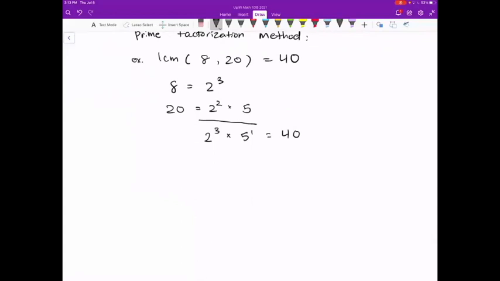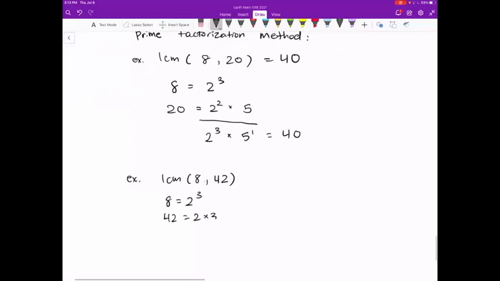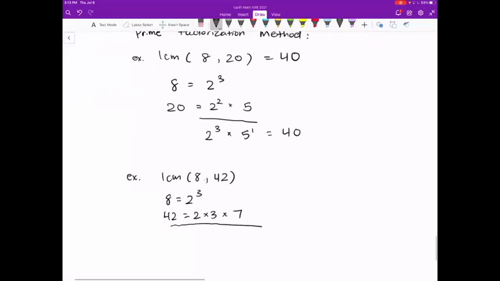We could do another example with the numbers 8 and 42. So we could prime factorize both of them. 8 is 2 cubed and 42 is equal to 2 times 3 times 7. And we can do the aligning method, or it's already lined up. And we take down the highest exponent, which is 2 cubed, and then the 3. And then we can take down the 7. And our new LCM will be 168.